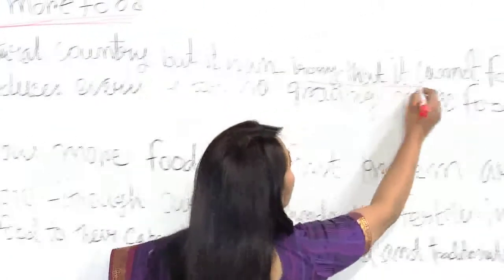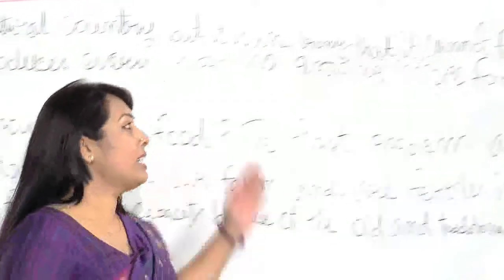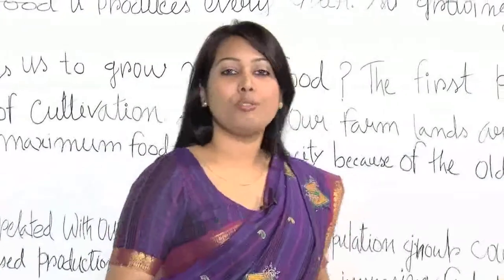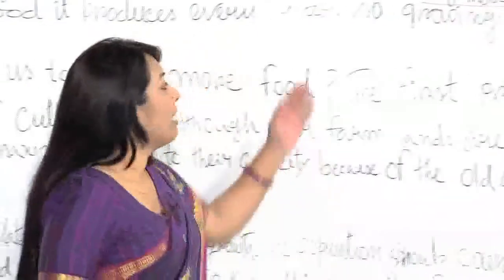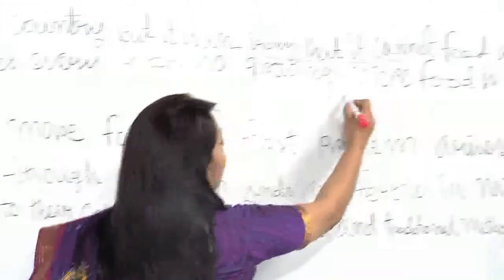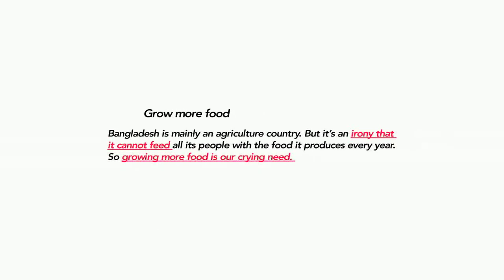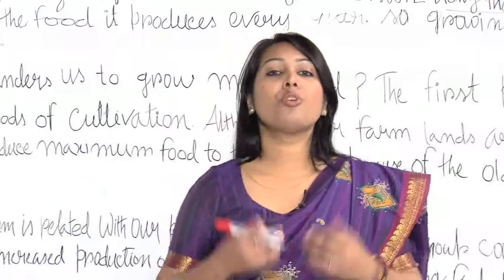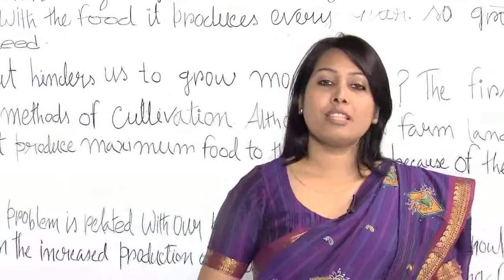Now observe the second sentence of the composition. Bangladesh cannot feed all its people. That means Bangladesh has shortage of food. And now see the last sentence of the composition. Growing more food is our crying need. That means Bangladesh needs to grow more food. This is the title of the composition.